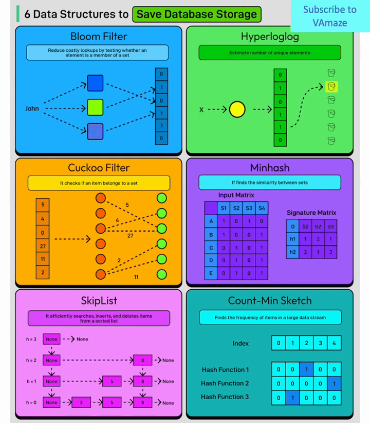The stream processing challenge. When processing millions of events per second, you can't store counts for every possible item. Count-Min Sketch solves this with clever approximation.